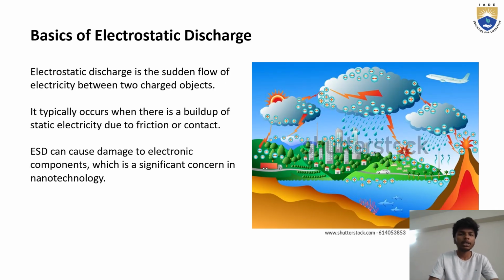Now moving to the basics of electrostatic discharge. Electrostatic discharge is the sudden flow of electricity between two charged objects. It typically occurs when there is a buildup of static electricity due to friction or contact. ESD can cause damage to electronic components, which is a significant concern in nanotechnology. Here we can see how electrostatic discharge takes place in our surroundings.